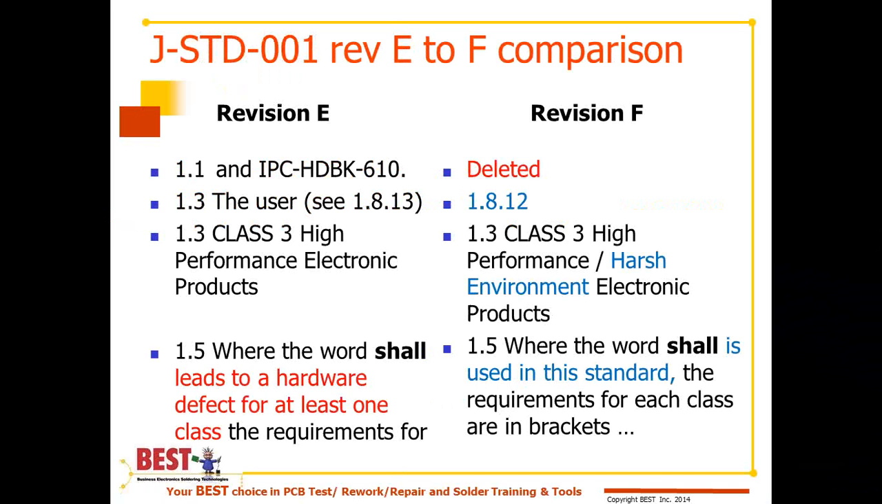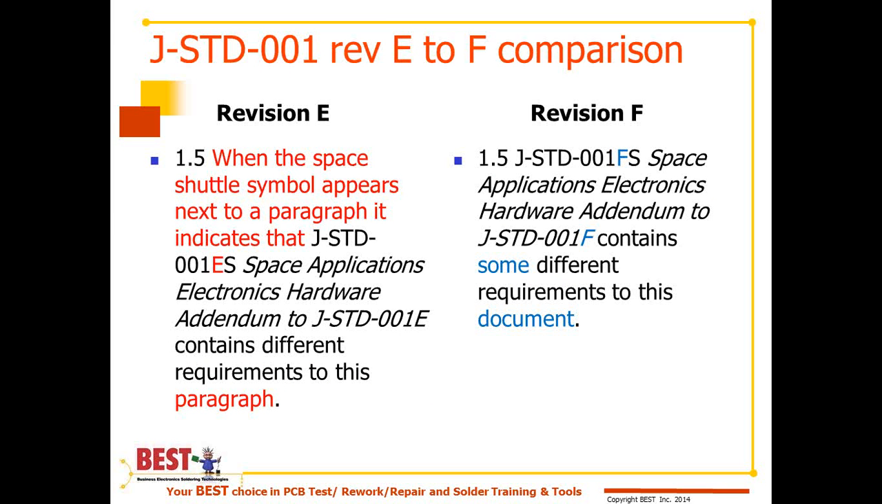Under 1.5, they've taken out a section there where it says leads to a hardware defect, and they just defined it. And it says where the word shall is used in this statement, the requirements for each class are in brackets. So it's identifying the statement as shall would be the defect. It doesn't go into the other part of it.